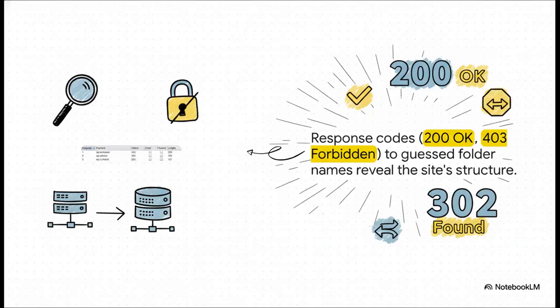So the tool requests common WordPress folders like WP admin. The server's response codes totally tell the story. A 403 forbidden, that means the folder exists, but we're not allowed in. A 302 found means it's there and it's redirecting us. And a 200 OK means we hit a public folder. Bingo! Just like that, we can be pretty sure we're dealing with a WordPress site.